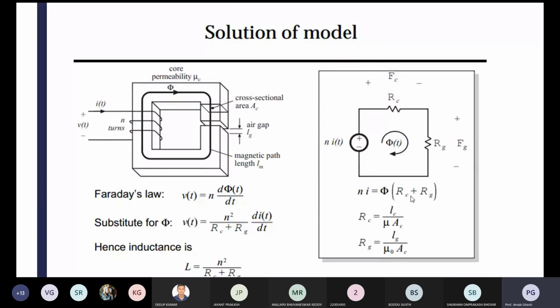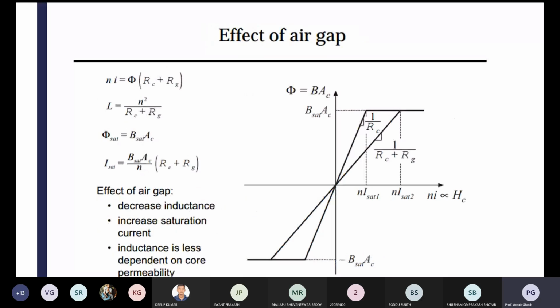As per Faraday's law, you get the induced EMF Vt equal to N d phi by dt. So Vt equals N squared by (Rc plus Rg) times di by dt. Hence the inductance is L equals N squared by (Rc plus Rg). Directly we are getting that value. So if you have the air gap, you can see the characteristic is shifted: the linear region extends and saturation is reached much later.